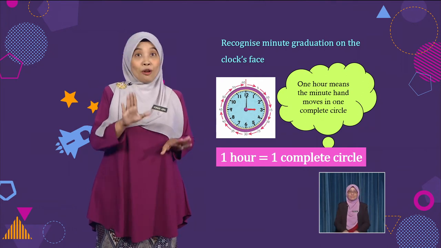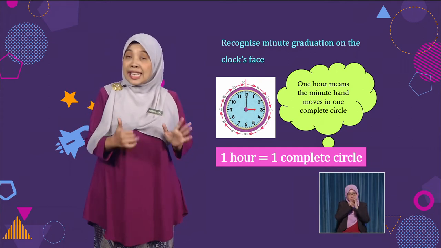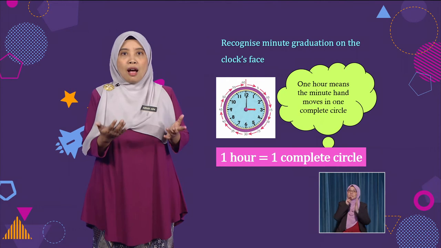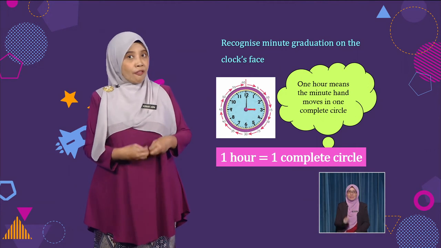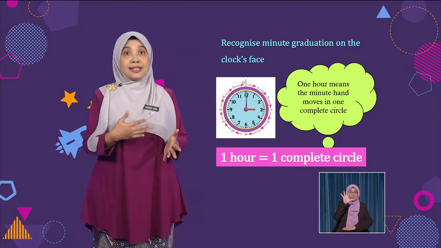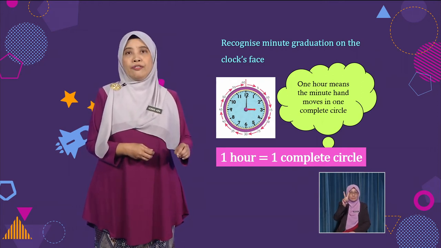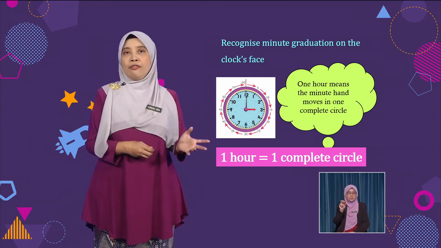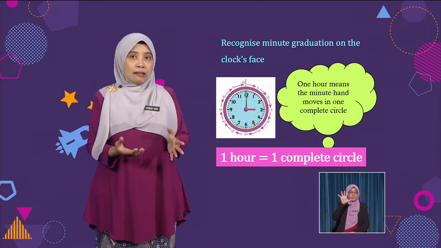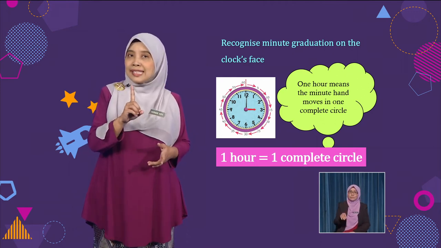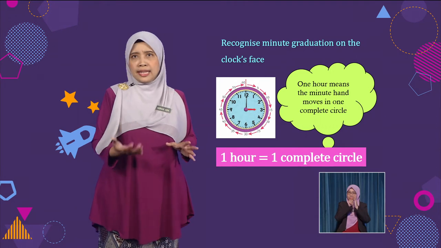Well done! Your answer is correct. 1 hour equals 60 minutes. How did you get 60 minutes? You can count in fives. 5, 10, 15, 20, 25, 30, 35, 40, 45, 50, 55, 60. Therefore, 1 hour equals 60 minutes.